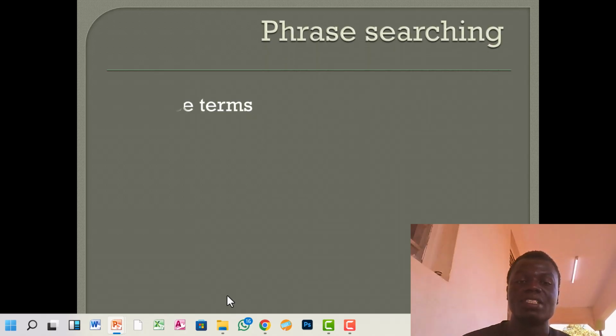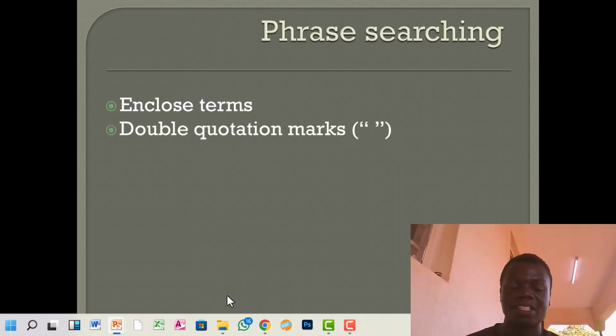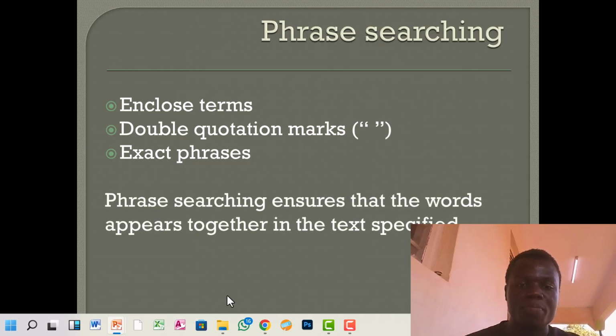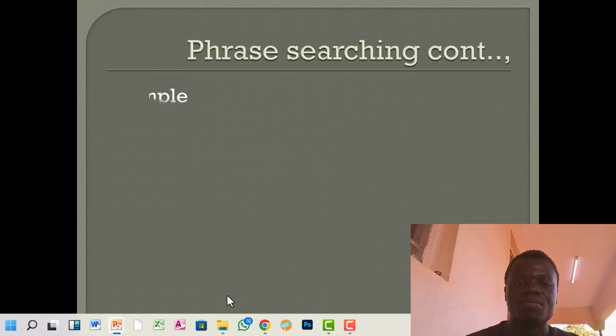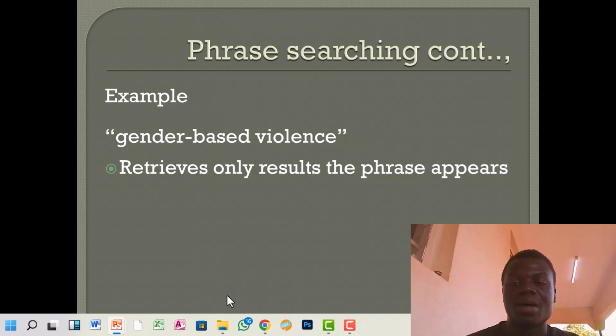What we are going to discuss mostly today is phrase searching. When you are phrase searching, you enclose terms in double quotation marks. That is what phrase searching is, in such a way that it retrieves all searches for exact phrases. For example, phrase searching ensures that the words appear together in the text specified. So example, when I say this phrase, gender-based violence, it retrieves only results where the phrase appears exactly as it is written.